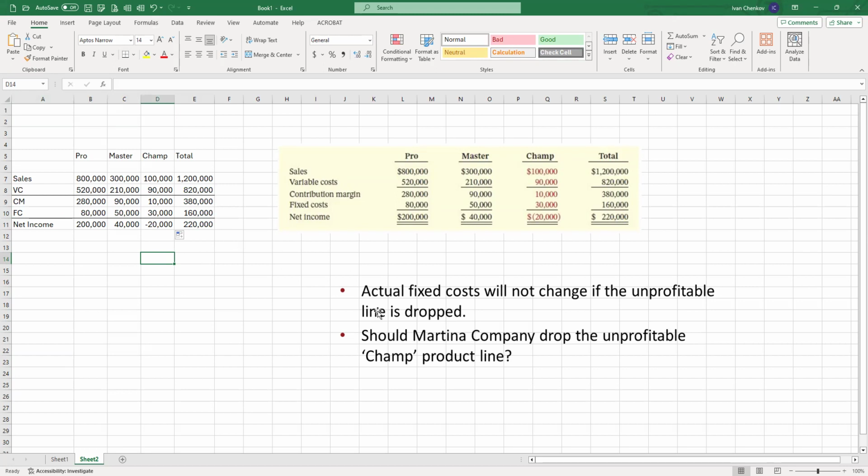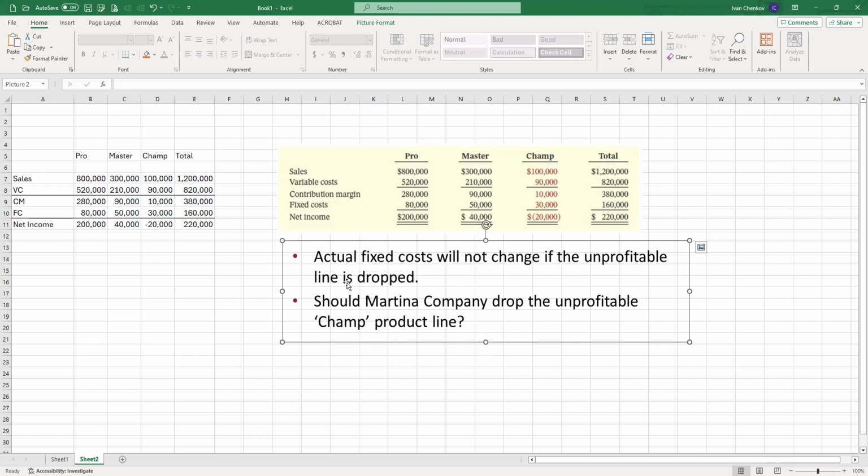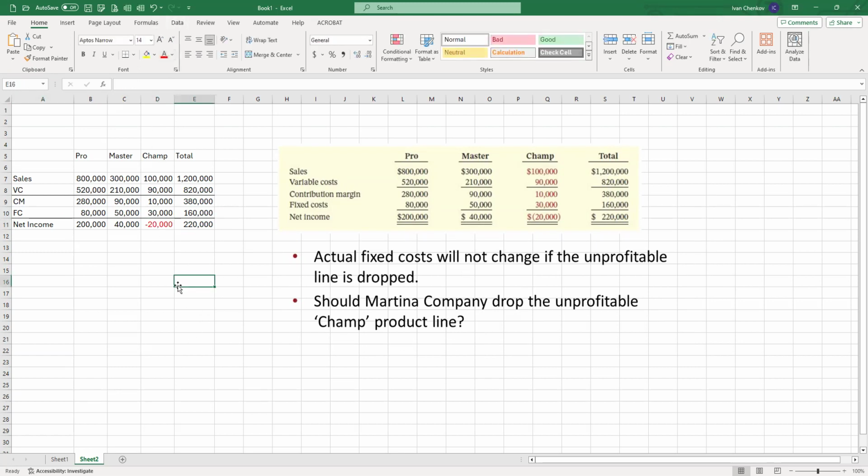But here the question says the actual fixed cost will not change if the unprofitable line is dropped. Which one is unprofitable? Champ. Which is the actual fixed cost? 160, correct? Yes. So if I drop the champ, what's going to happen? This one's gone. Yes, gone. But this one's going to stay 160.